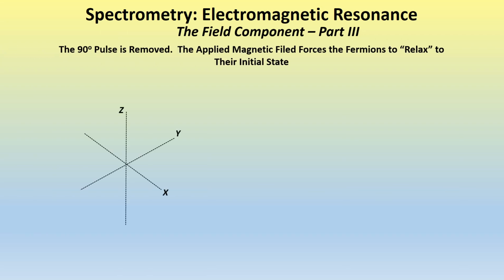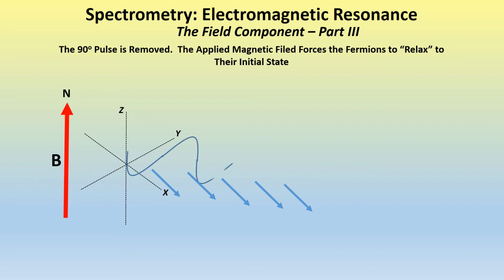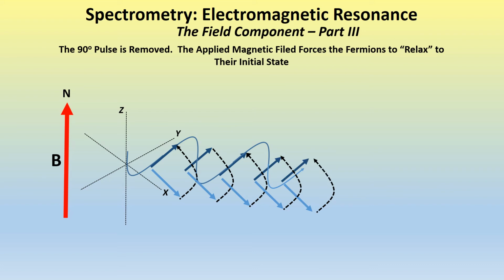The 90-degree pulse is then removed and the original pulse is restored. At this point, the strength of the magnetic field forces the fermions back to their original orientation in a process known as relaxation. Since each fermion is a spinning electric field producing a magnetic field, you now have a signal. Because as one magnet, the fermion, physically flips through a second magnetic field, a current is produced, and this current is the signal.